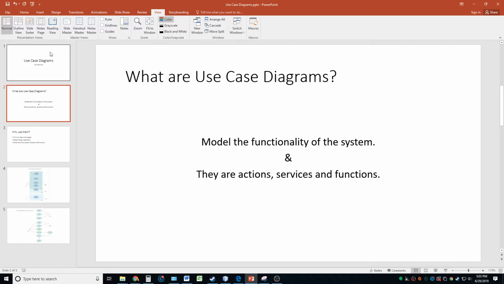So what are use case diagrams? Well, it's a diagram, obviously, but it has to do with dynamic or behavior actions. They model the functionality of a system using actors and use cases. So let's go into a little bit more detail about that. Use cases are a set of actions, services, and functions that the system needs to perform. In this context, a system is something being developed or operated, such as a website.